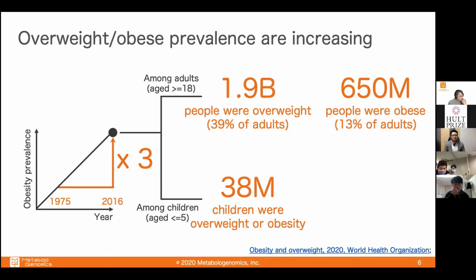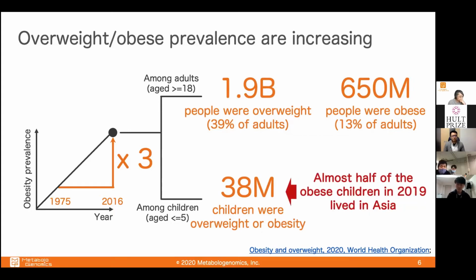And one point which I really want you to focus on is here. Can you see my pointer? Maybe not. But the point which I want you to focus on is child obesity, because currently there are 38 million children who are overweight or obese. Interestingly, almost half of these obese children, nearly 19 million, are living in Asia. So there is a significant explosion of obese children occurring in the Asian region.